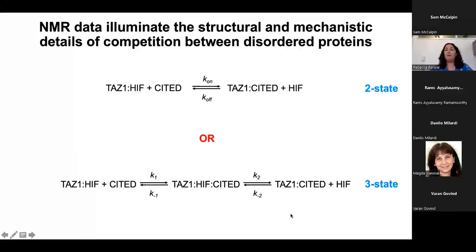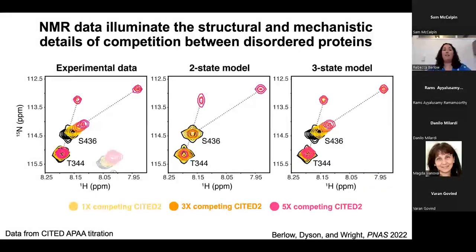And so to discriminate between these two limiting and really minimal models that we're showing here, we decided to use a method called NMR line shape analysis, and specifically 2D NMR line shape analysis. What this allowed us to do is simply question whether the limiting models that I just showed you, the 2-state or the 3-state model, would allow us to reconstruct the NMR data from our titrations with the different CITED2 peptides. And so here I'm showing example data for the titration with the CITED2 APAA peptide.